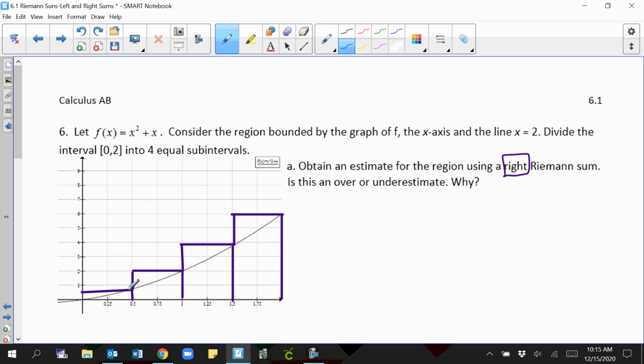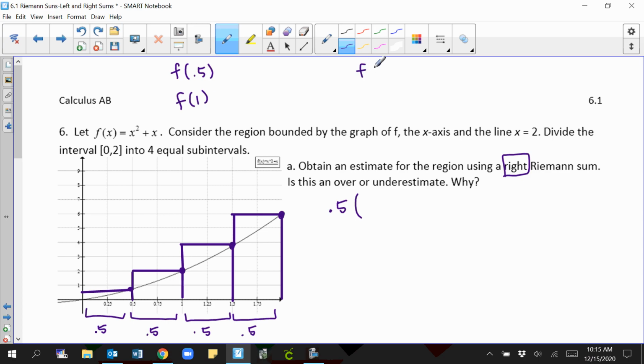So what I need to do is find the height at all of these points right here. And we know that our width is the same the entire time. It's 0.5 for all of these. So I'm going to start with a 0.5 out in front, and I'm not going to multiply it by every single rectangle because it's the exact same width. I'm just going to multiply it once. But I do need to find my heights. So we need to find f of 0.5, f of 1, f of 1.5, and f of 2.